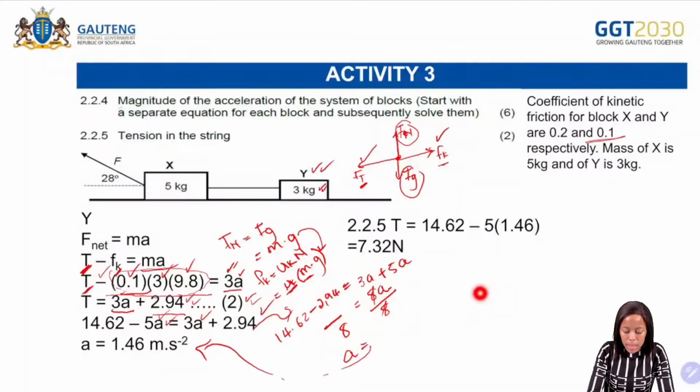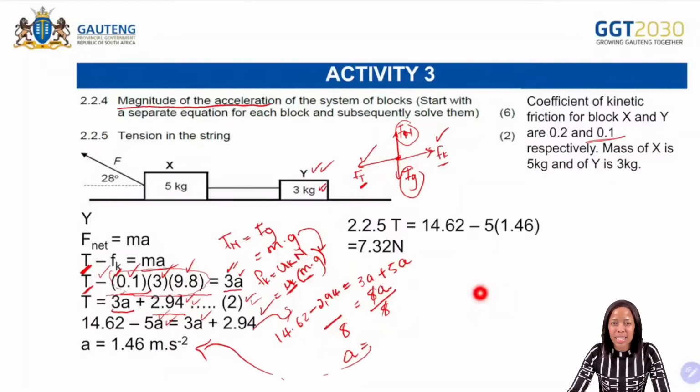And then what did they say here? They said calculate the magnitude. Because they said calculate the magnitude, it means that we are not going to give the direction. Magnitude means that they just wanted you to give the size, okay? If it's just the size, it means that there is no direction. So we are going to leave our answer without the direction.